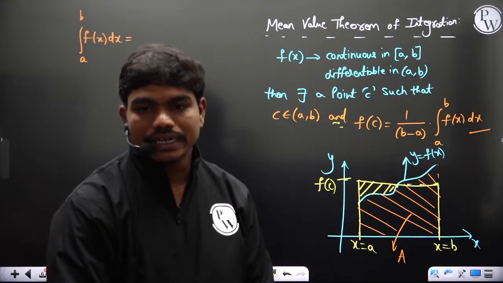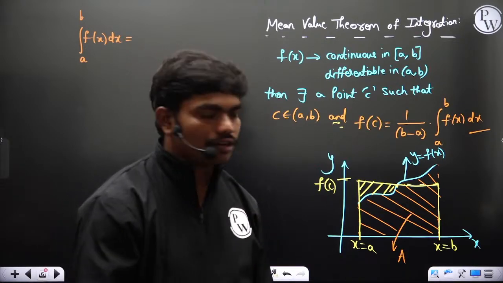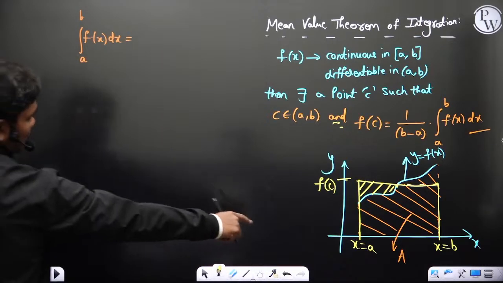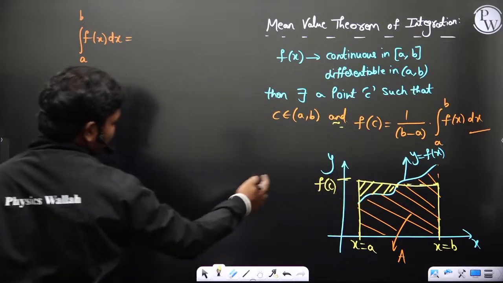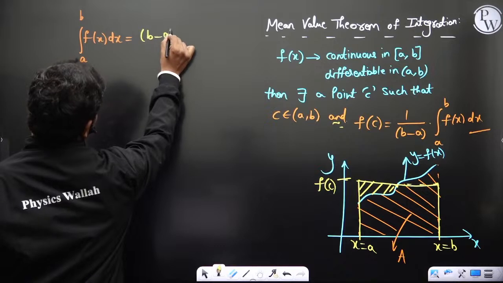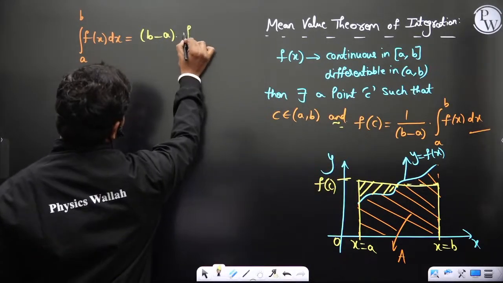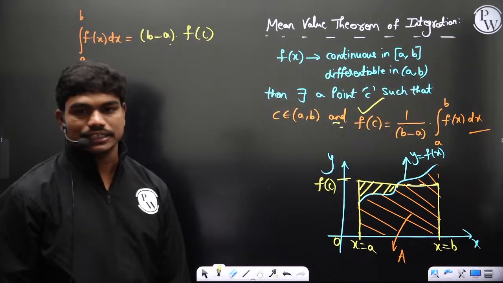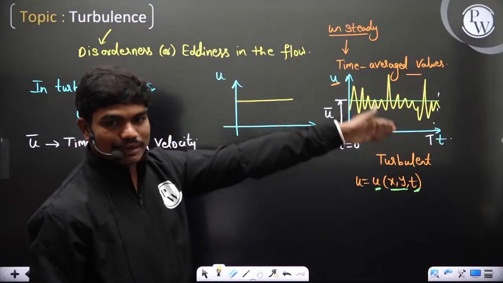We usually use that in deriving centroids of continuous bodies. So this is what we have. Now if both these areas are the same, this area should be equal to the area of the rectangle. The area of the rectangle is nothing but length b minus a into this height, which is f of c. So that's how, if you bring this 1 by b minus a here, this is how you have f of c actually. Clear?